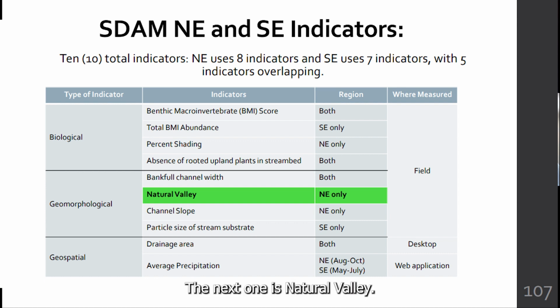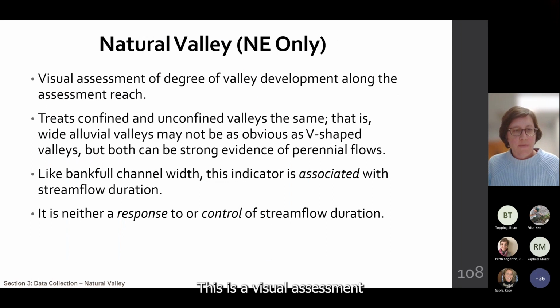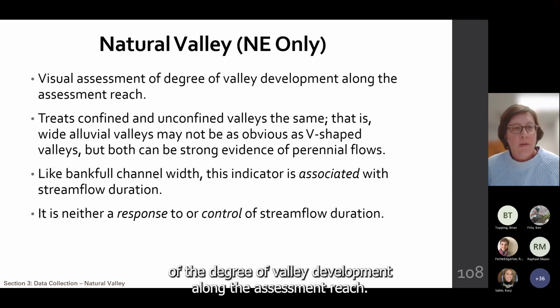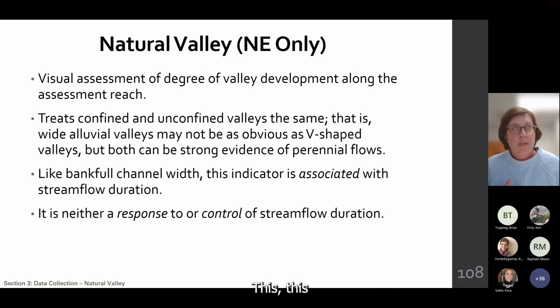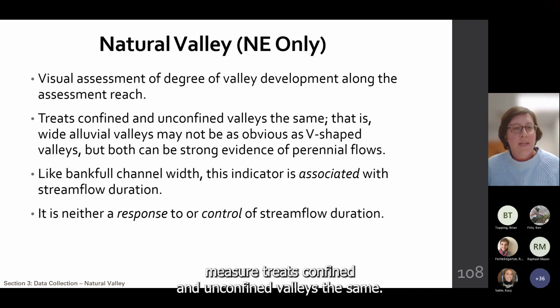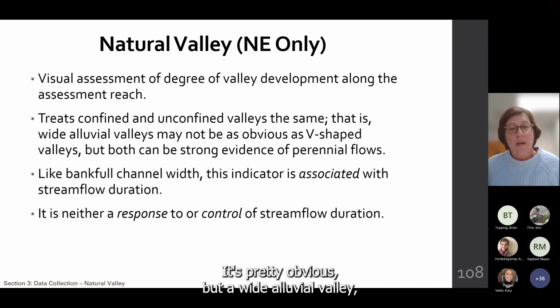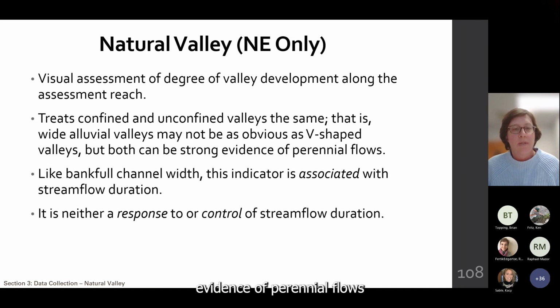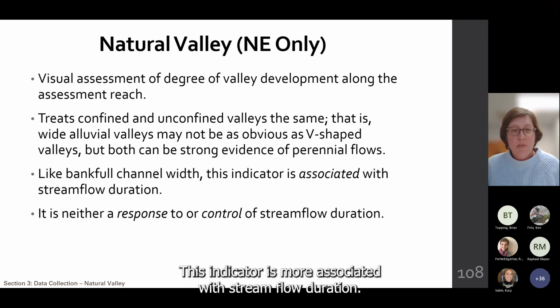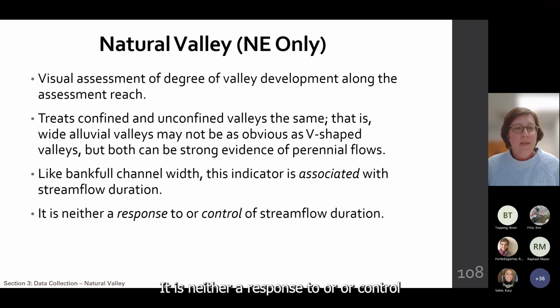All right, the next one is Natural Valley. This is the Northeast only. This is a visual assessment of the degree of valley development along the assessment reach. This measure treats confined and unconfined valleys the same. That is, you might have your V-shaped valley, it's pretty obvious, but a wide alluvial valley looks different, but it can still be strong evidence of perennial flows. Like bankfull channel width, this indicator is more associated with stream flow duration. It is neither a response to nor a control of stream flow duration.